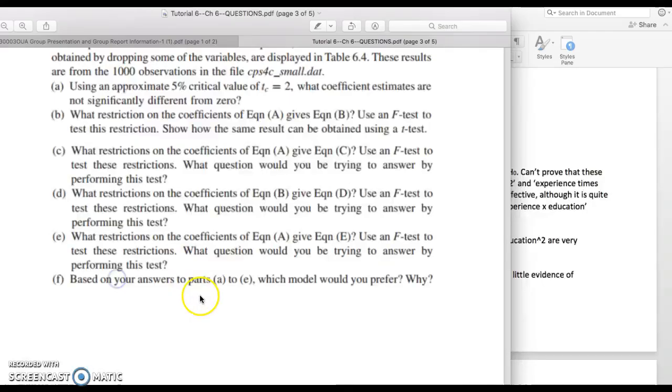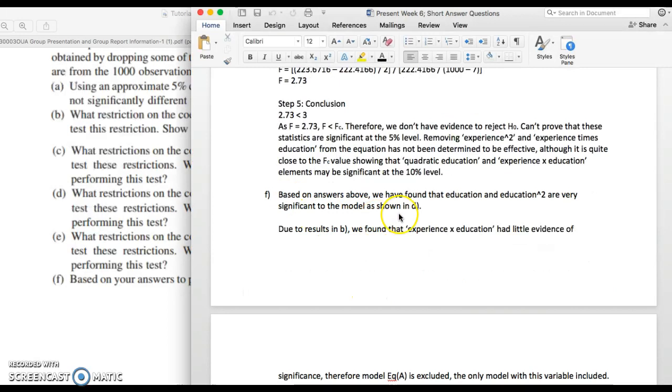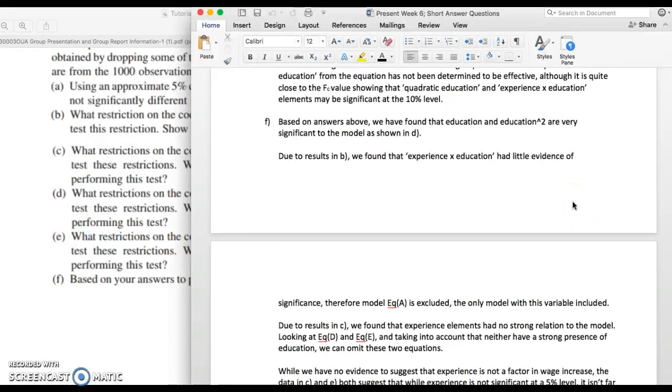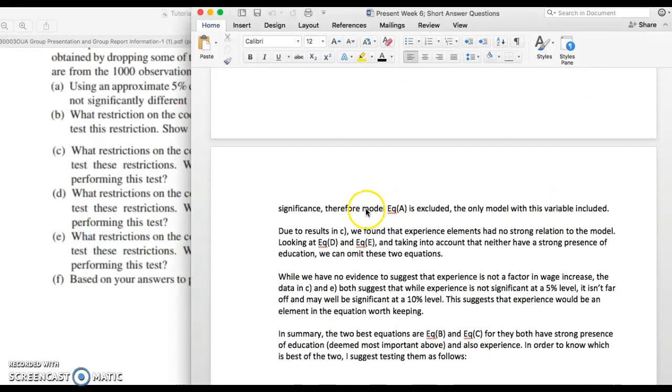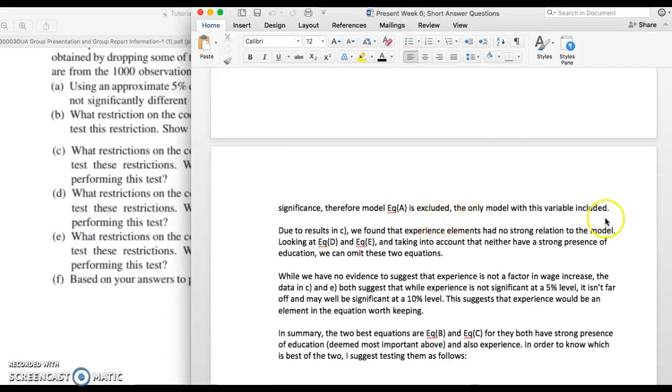So the next one here being F. Based on our answers to parts A to E, which model would you prefer and why? So based on the answers, we found that education and education squared are very significant. Due to the results in B, we found that experience and education had little evidence of significance. Therefore, the model A, which encompasses those variables, has been excluded.